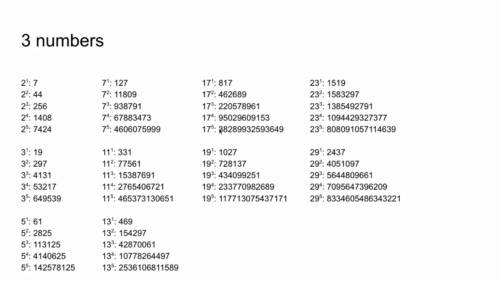All right, great. So now let's look at three numbers. What I'd like you to notice here is that just like with two numbers, the values of f of p to the e are becoming more divisible by p as we go down the list. So let's look at the 5 group again. f of 5 is 61, which isn't divisible by 5. f of 5 to the 2 is 2,825, which is actually divisible by 5 twice. It's 5 to the 2 times 113.